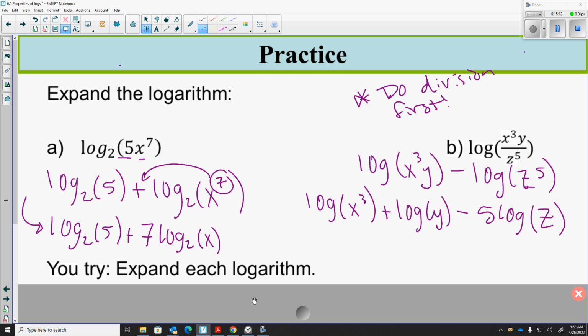Okay. All right, there's one more thing left. What can I still do? I can bring the 3, right? So it's 3 log x plus log y minus 5 log z. And now there's nothing else to do.